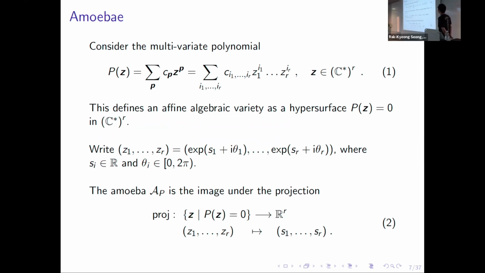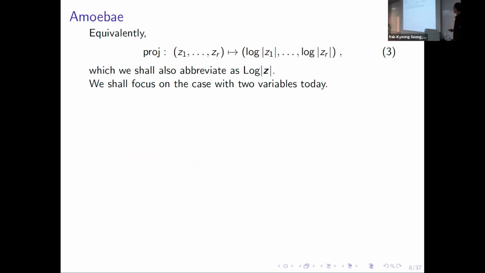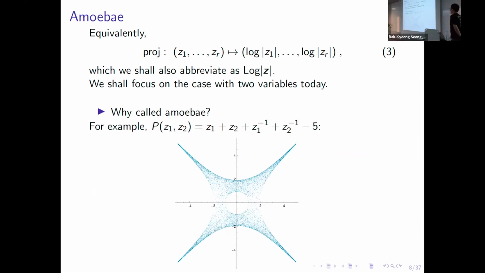So we start with a Laurent polynomial like this with r variables, and this P of z gives a hypersurface, and we can write the complex coordinates as x_i plus i theta_i, and the amoeba is just the image under the projection of this map. So we just project it to the x coordinates. Of course, we can write it as log |z|. And we're going to focus on two variables today. And this image illustrates why this is called an amoeba.